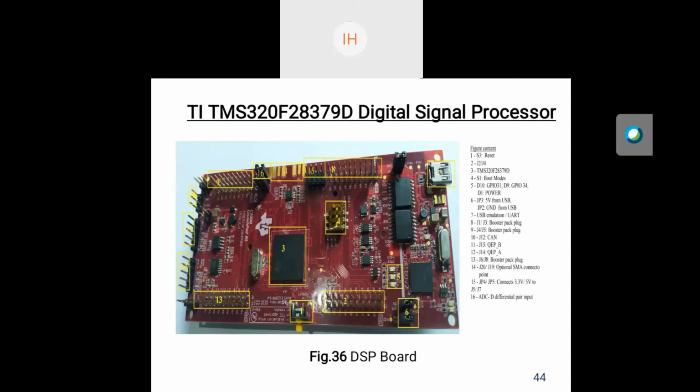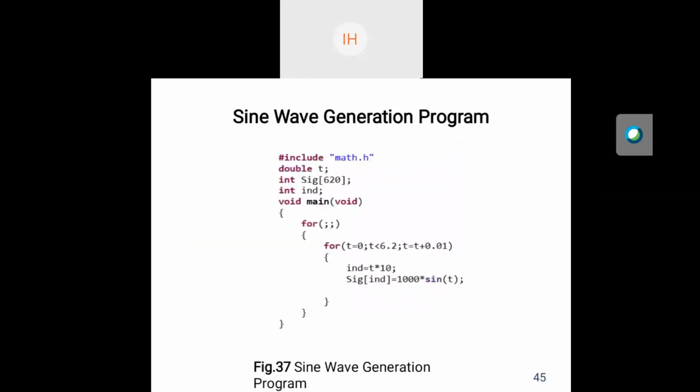For this, we have first tried sine wave generation. For this, we have used Code Composer Studio to compile it. The program of the sine wave generation is shown in this figure 37. Next slide.